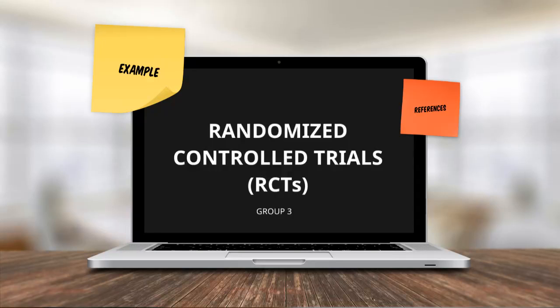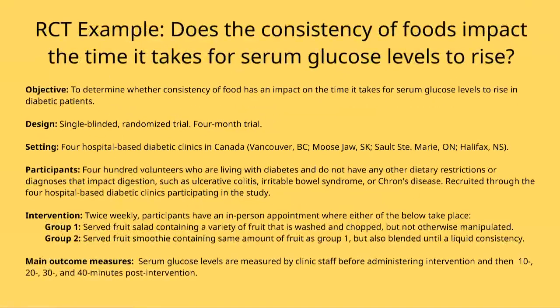We came up with an example of an RCT, which I will take you through in this presentation. Our proposed study's objective would be to determine whether consistency of food has an impact on the time it takes for serum glucose levels to rise in diabetic patients. The design would be a single-blinded randomized control trial spanning 4 months.